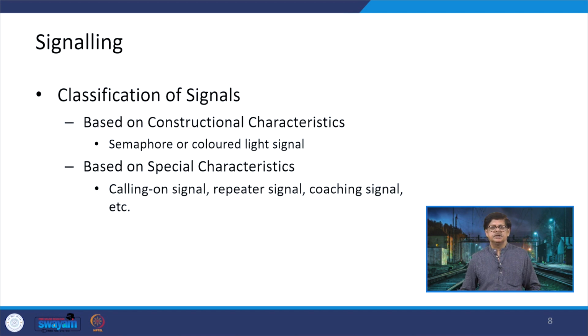From the constructional characteristics, we have the signals where a certain arm is projected outside the post, or there can be the colored light which can be used. On the basis of that, they are defined as semaphore signals or the colored light signals. There can be some special type of signals, say calling on signal, repeater signal, coaching signal. So, there are a number of such type of signals which can also be discussed.